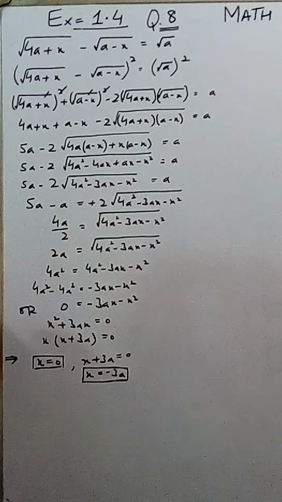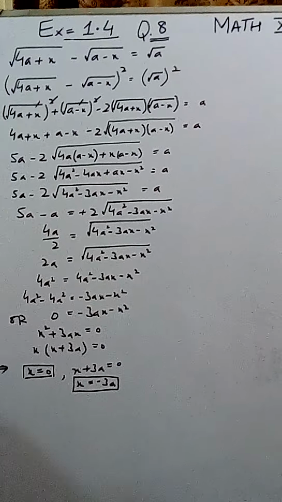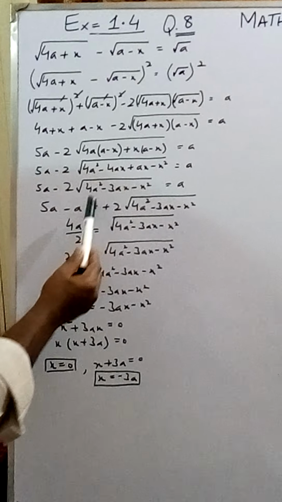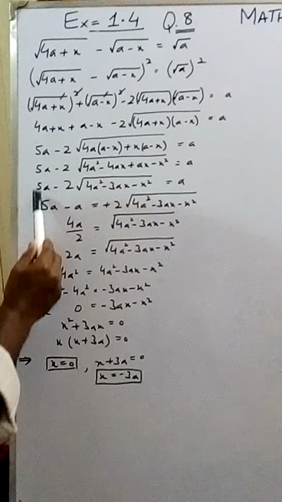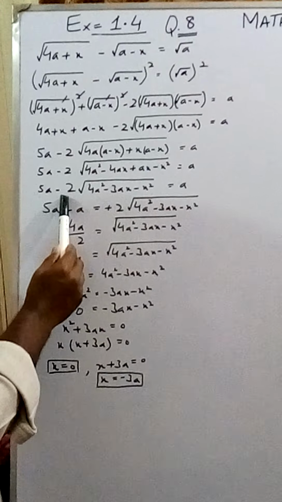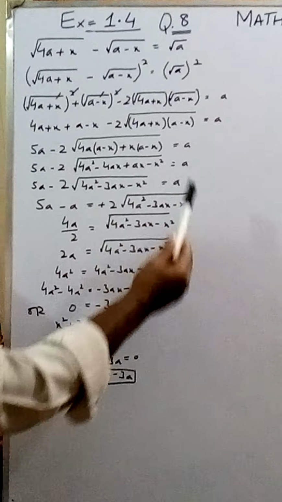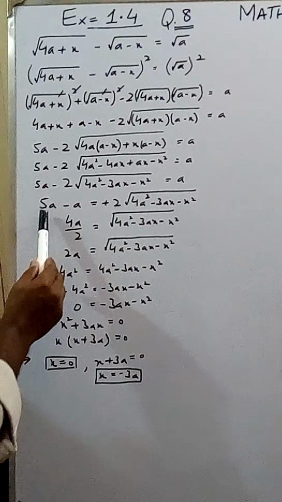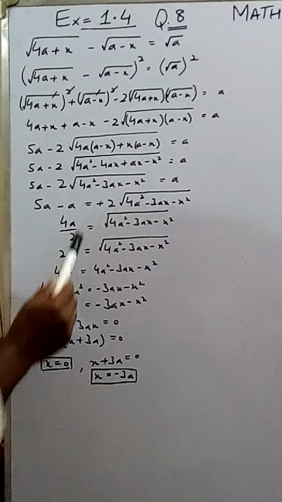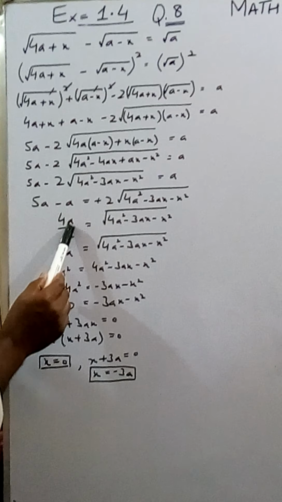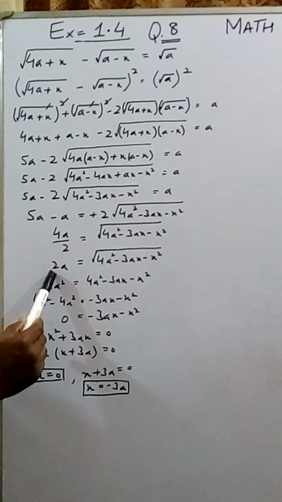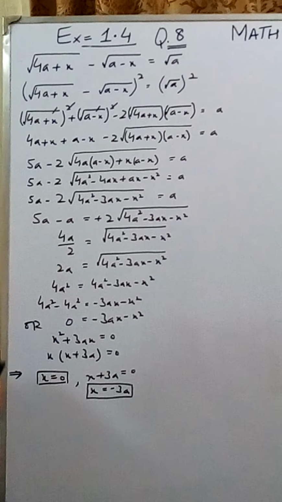You will simplify the equation, and coming to this step, this plus a will come to this side and become minus a. So 5a minus a, and this minus 2 times this whole term is shifted to the other side, so it will become plus 2 times square root of this term. Anyway, 5a minus a means 4a, and this 2 is divided over here, so 4a over 2 is 2a equals this radical expression.